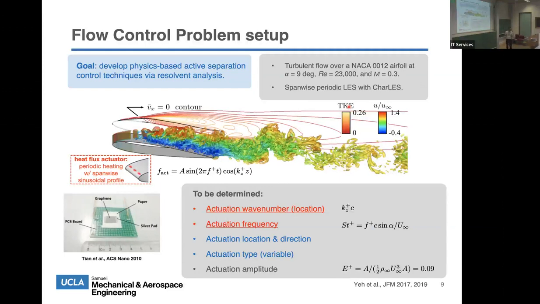I also am choosing a particular actuator type, but we can also come back and see if that is indeed the optimal type of actuation, okay? The only thing that I cannot determine at the moment is how much I should be actuating at, the amplitude itself.